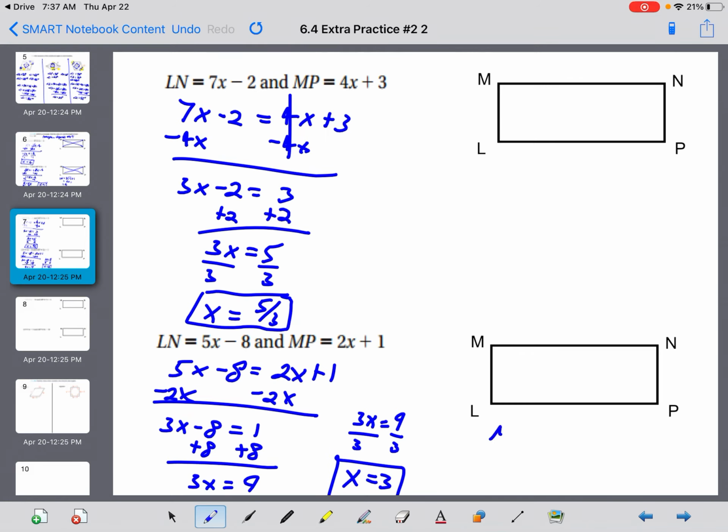So let's take that and plug it in. Maybe this time we'll use MP. So 2 times 3 plus 1 is 6 plus 1, which is 7.